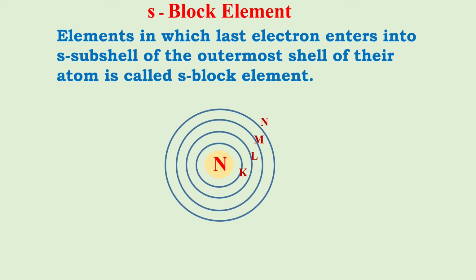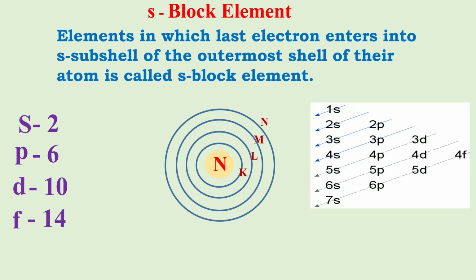Each of the cell is divided into subcells, and these subcells are named as S subcell, which can hold 2 electrons, and P subcell that can hold 6 electrons, and D subcell which can hold 10 electrons, and F subcell that can hold 14 electrons. Now electrons fill up in these subcells in this order, and this order is given as Aufbau principle.